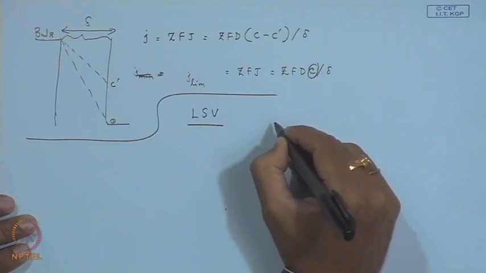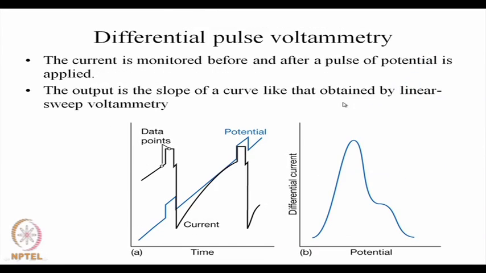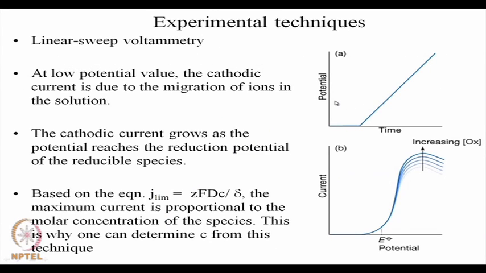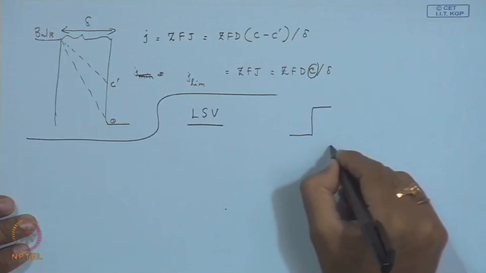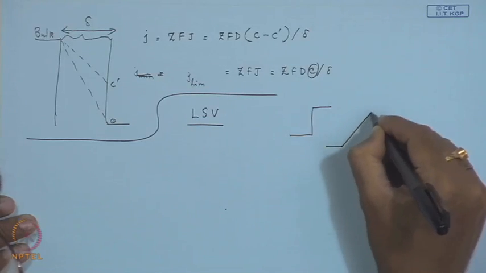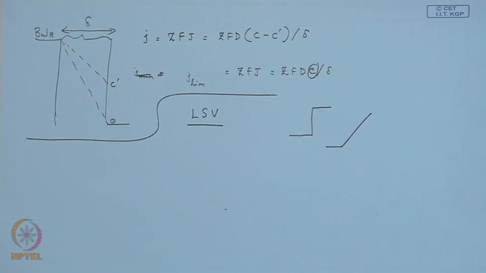So, this is an application of this measurement. Now, in linear sweep voltammetry, your potential is linearly swept. Okay. Linearly swept, I mean it is increased, not like the potential step like this, it is linearly swept. So, starting from some value, it is linearly increased with time, and you measure the current against potential.